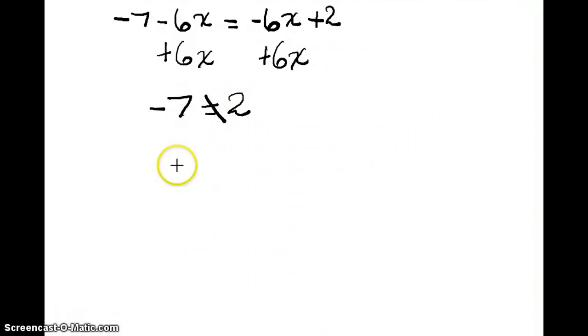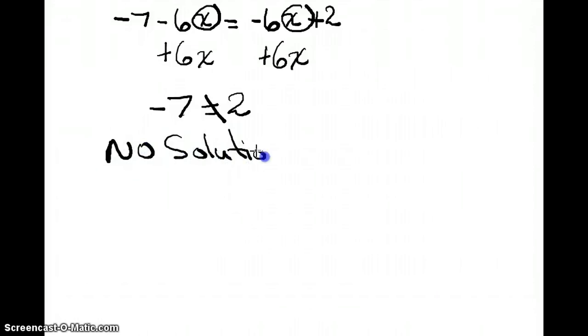Okay, so what we're really saying is there is absolutely no value of x which will make this statement, negative 7 minus 6x equals negative 6x plus 2, true. So our answer is no solutions. So if you end up with a statement that says that this value is equal to a different value, then your answer is absolutely no solutions.